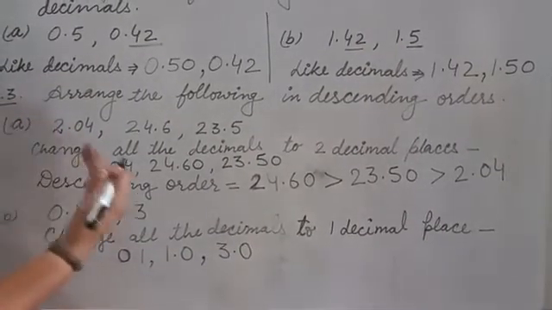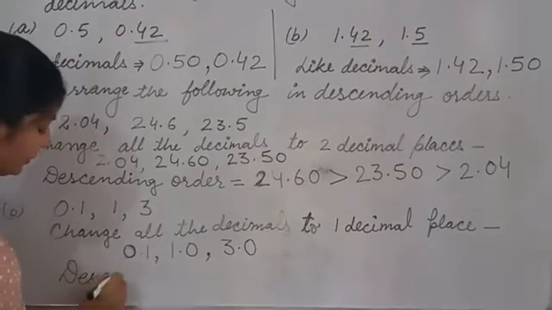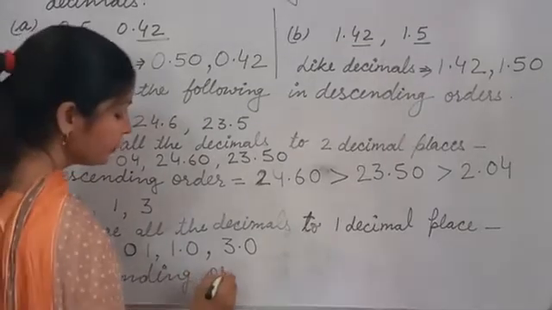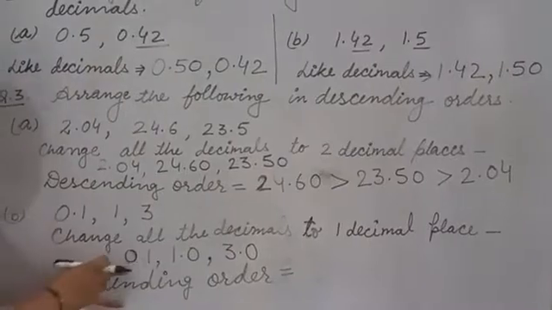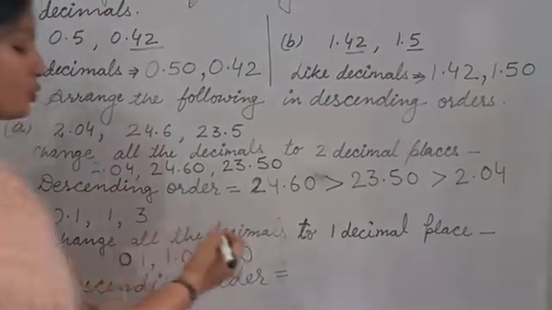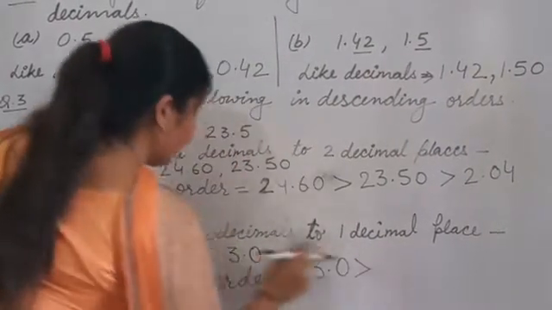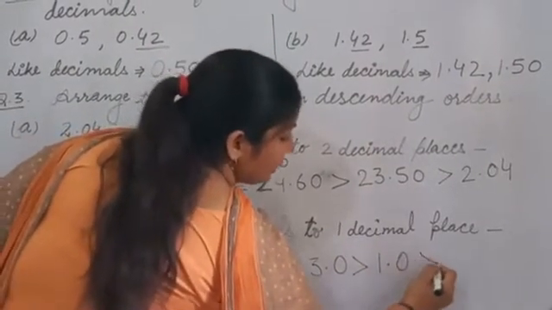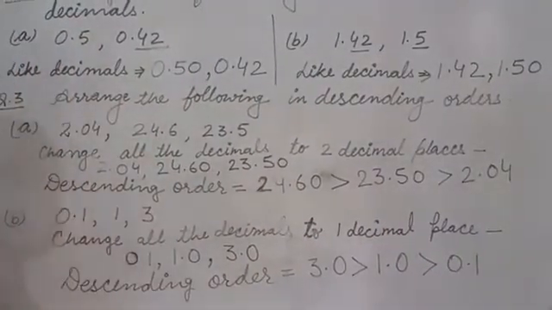Okay, now we can write in descending order. So we write here descending order. Okay, so which is the largest? You will see there is 0 in whole, there is 1, there is 3 is the largest. So this 3.0 is the largest, greater than, then after that 1.0 and then after that 0.1. Okay, so this is your descending order.